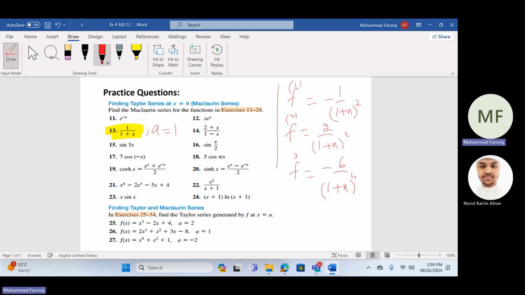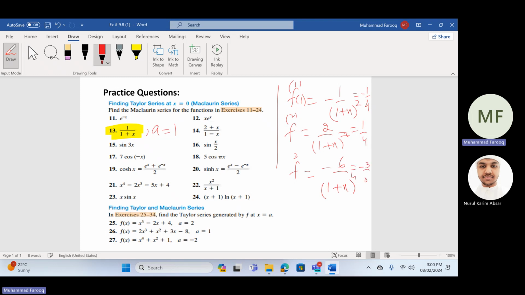Now, the only thing is that you need the derivative at the given point. What is the point given here? 1. So wherever you have x, put 1. The first derivative at 1: 1 plus 1 is 2, 2 power 2 is 4, so minus 1 by 4. The second derivative at 1: 1 plus 1 is 2, 2 power 3 is 8, so positive 1 by 4. The third derivative at 1: 16, so minus 3 by 8.